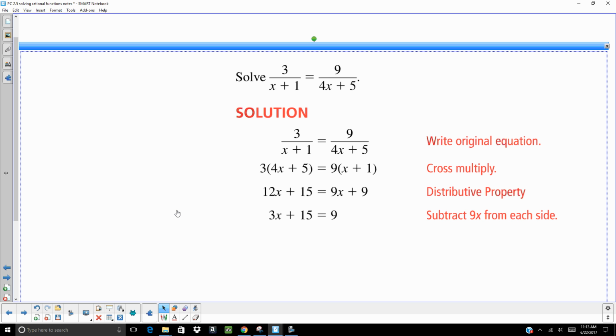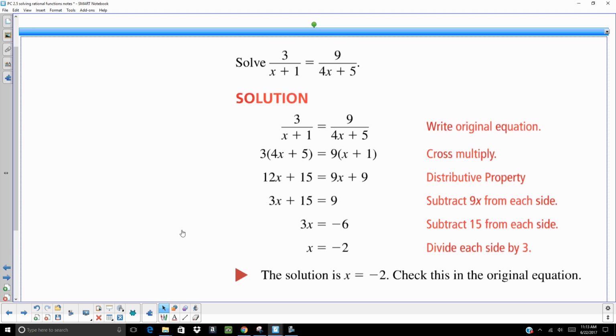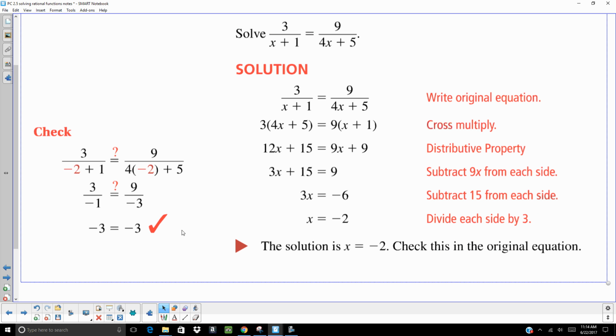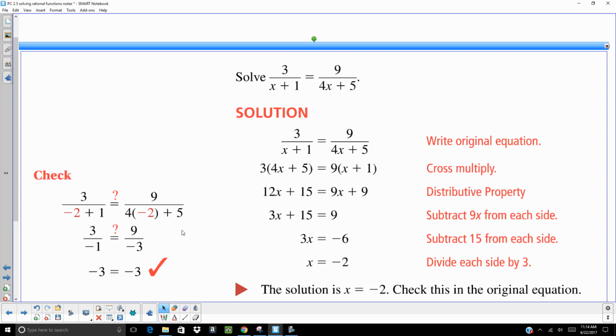Distribute, subtract 9x on both sides, get those variables to one side, get those numbers to the other side, divide. We've got x equals -2. And you can check this in the original equation, just plug it in, and voila, that works. So that one is a nice problem. So when you have one fraction set equal to another fraction, then cross multiply and you've got a proportion.